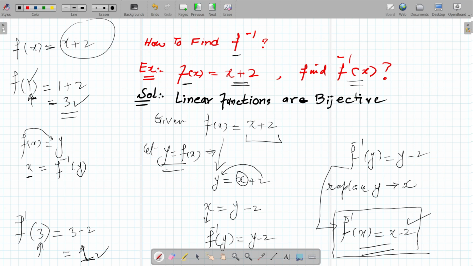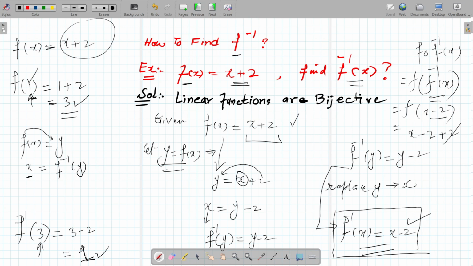The other way to check that f inverse is correct is that you have to find the composition of f and f inverse of x. This will be f of f inverse of x, and you know how to find this. f inverse of x we have found as x minus 2, and f of x is x plus 2. So when this is applied on x minus 2, this will give you x minus 2 plus 2. So the 2s will be cancelled. So we have got that f composition f inverse of x is equal to identity.